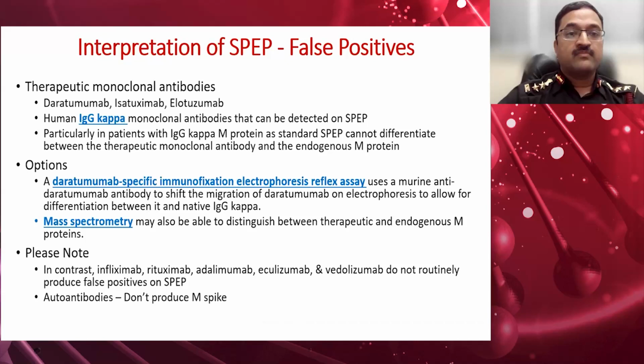The options available to us are a daratumumab-specific immunofixation electrophoresis reflex assay or mass spectrometry, which can allow us to identify whether it is because of the monoclonal antibody or because of the disease per se. Now, please understand, the same concept does not apply to other monoclonal antibodies like infliximab, rituximab, eculizumab, and various other antibodies that we use. And also, the autoantibodies in the body generally don't produce an M spike.